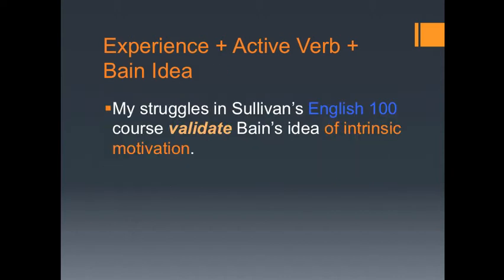But we can flip this structure around and put the experience first with the active verb, followed by the Bain idea. So in other words, all 3 elements are there, but we can flip it around. And you'll notice with this essay, sometimes flipping it around makes it sound a lot better, makes it flow a lot better. So in this case, again, the experience is English 100, but now it's in front of the active verb. The active verb now is validate, which is a positive verb. So this writer is taking a positive approach to the question. And then we've got the Bain idea, intrinsic motivation. Same 3 requirements, flipped order.